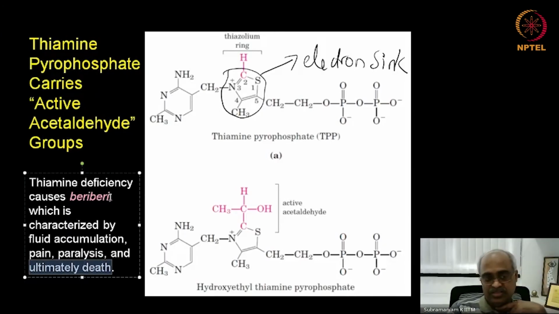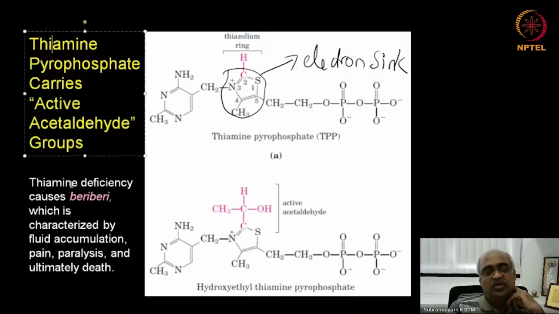So thiamine deficiency causes beriberi. Remember, niacin deficiency is pellagra. We also saw rickets with respect to vitamin D, which is a lipid soluble vitamin. Beriberi is characterized by fluid accumulation, pain, paralysis, and ultimately death. So this is an important vitamin.